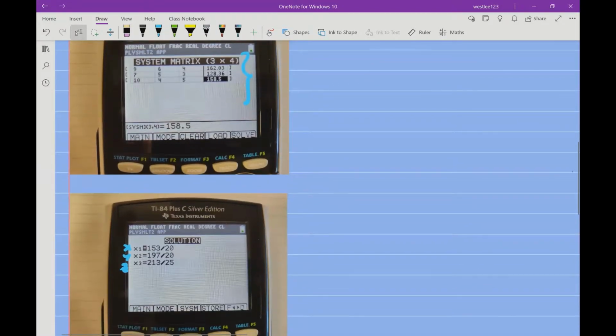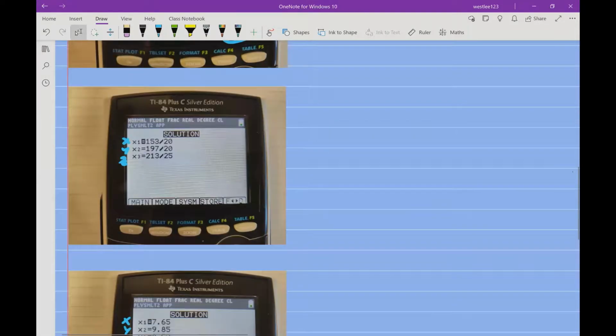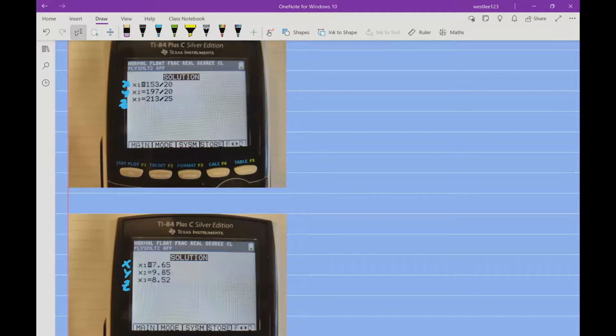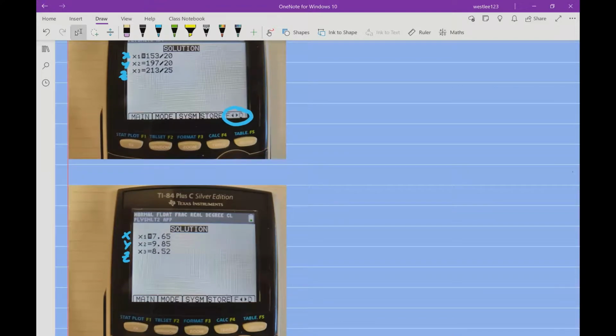After you are done keying the equations into the GC, you solve them, all right? And you will get this. By default, the answers that you get on your GC is in fraction. So if you do not want them to be in fraction, you press this button, it will change your answers to decimal. In this question, we want the solution to be in decimal because we are talking about money, the cost of tickets. So X is 7.65, Y is 9.85, and Z is 8.52.